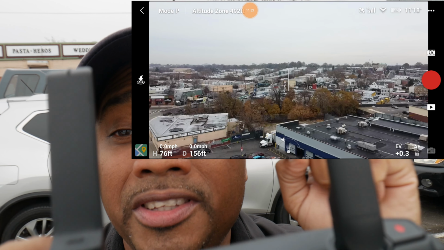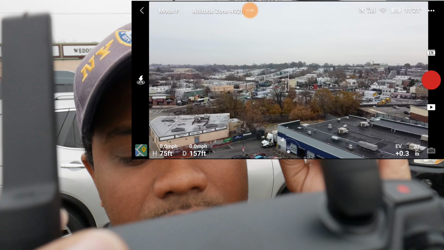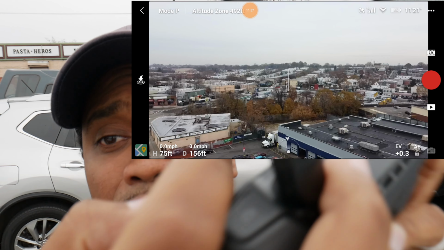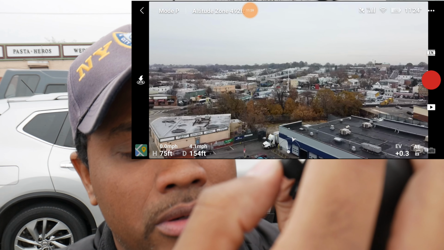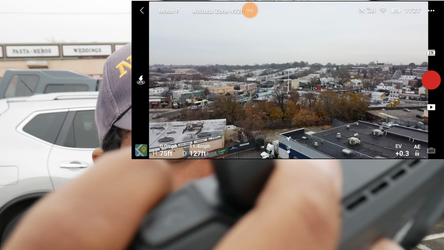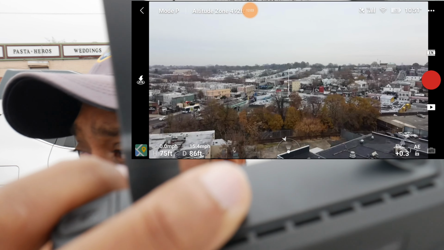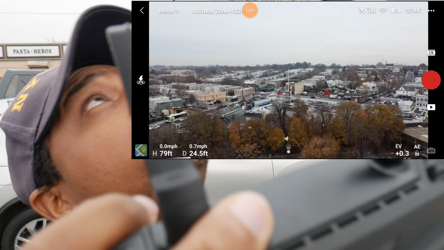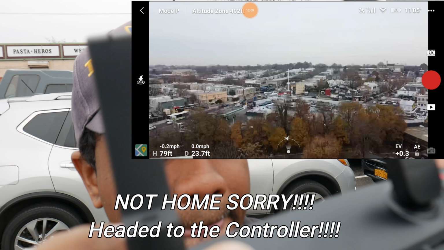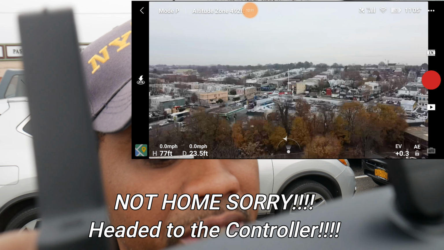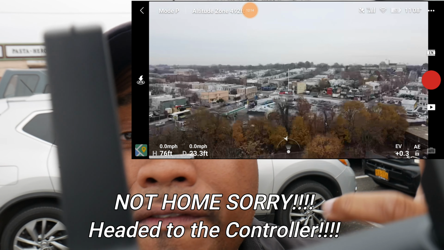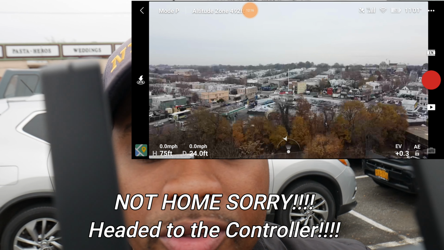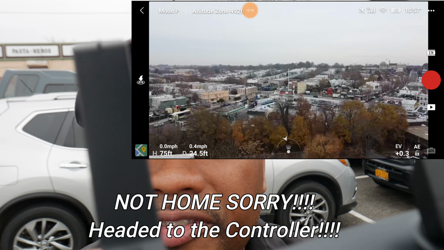Put the tip of the triangle towards the circle, push forward to go forward, and pretty much the drone will return home. It's as simple as that. And you can look at your distance and see how far away from the home point you are. In this case, 24 feet. And I look up.